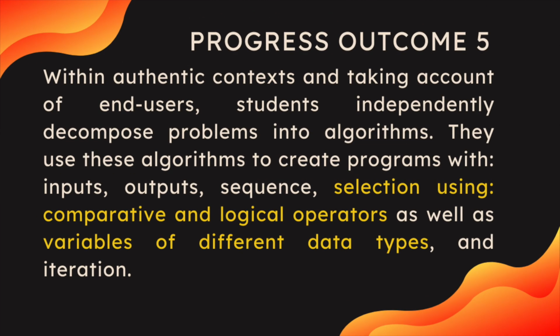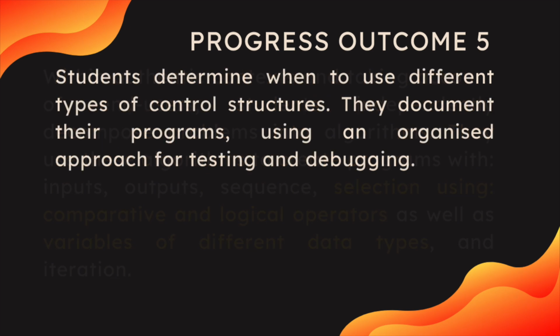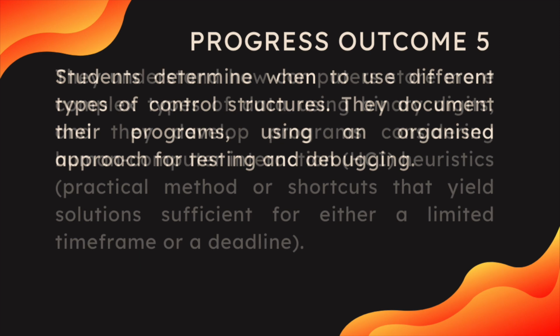Progress Outcome 5 says, within authentic context and taking account of end users, students independently decompose problems into algorithms. They use these algorithms to create programs with inputs, outputs, sequence, selection using comparative and logical operators, as well as variables of different data types, and iteration. Students determine when to use different types of control structures. They document their programs using an organized approach for testing and debugging.